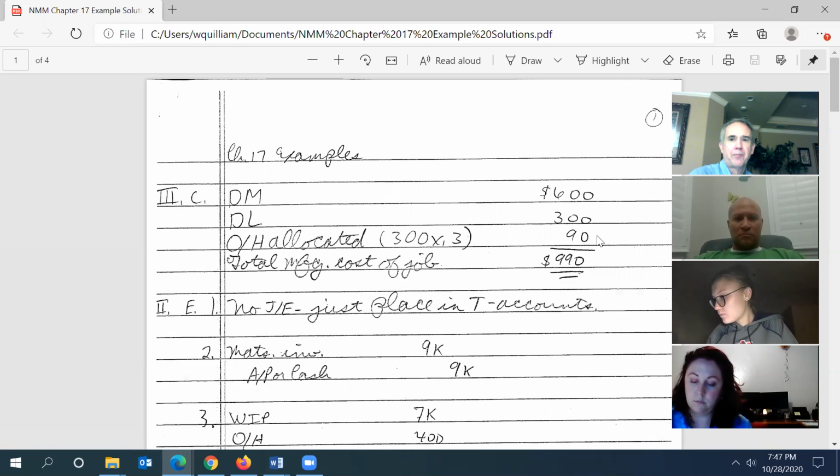Okay. Add them all up. The total manufacturing cost of the job is $990. That's a job cost record. Any questions there? Not bad. By the way, even though I put this problem together, I did not intend for this to be a significance, but happens to be.